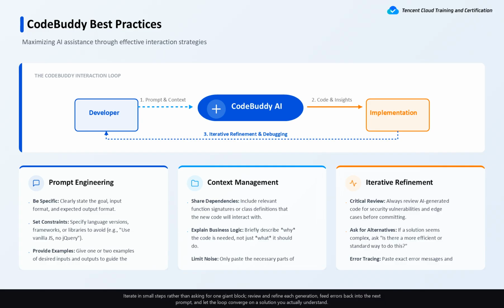Iterate in small steps rather than asking for one giant block. Review and refine each generation. Feed errors back into the next prompt, and let the loop converge on a solution you actually understand. Use the shortcuts and / commands to stay in flow. Accepting, rejecting, or editing suggestions should cost a keystroke, not a mouse trip. And treat AI output as a strong draft, not ground truth. Run the tests, read the diffs, and own the final code, because that is how AI assistance turns into genuine productivity rather than technical debt.